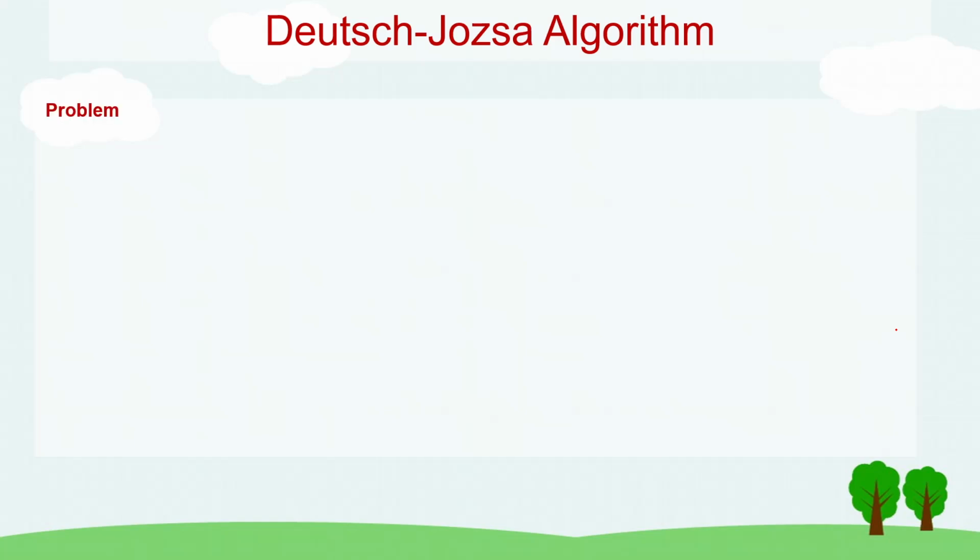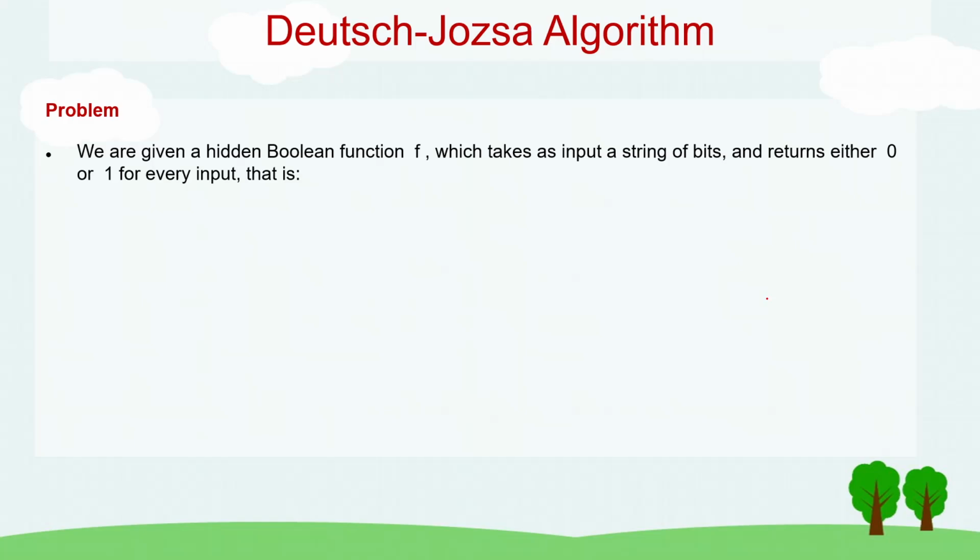So what problem is it going to solve? The problem it's going to solve is, there is a Boolean function f which takes as input a string of bits. Suppose I have a Boolean function, so you can give any input. Maybe it depends on the size of your problem. Suppose your problem size is 4: 0, 1, 1, or 1, 0, 0, or all ones.